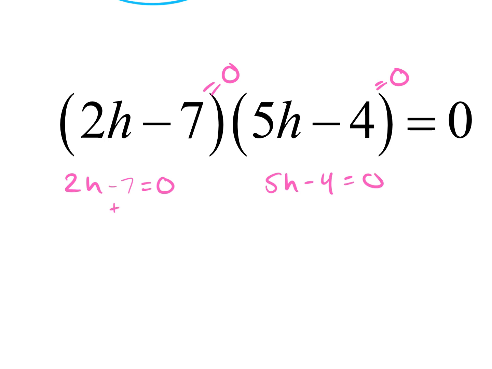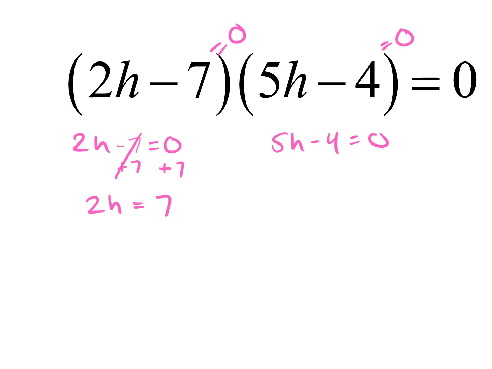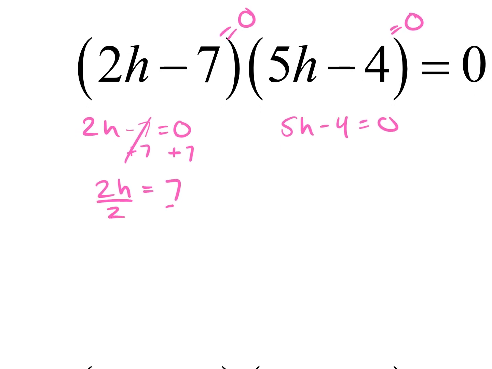So to solve the first one, I'm going to add 7 first. 2h is equal to 7. What would we do next? Divide by 2. So h is equal to 7 over 2. You can simplify the fraction if you want, if you want to change it into a mixed number, but you don't have to. You can leave it as an improper fraction. This would be fine. What would I do to solve the second equation?